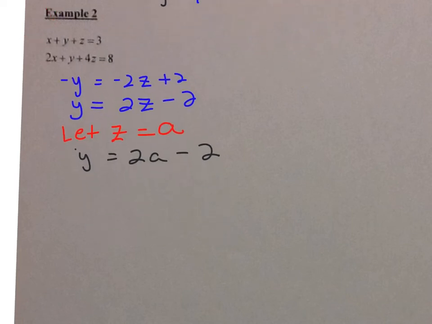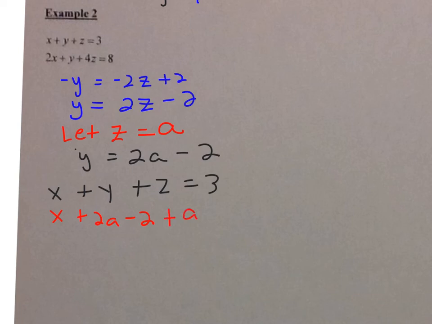So now I'm going to take my z and my a, and I'm going to plug it into x plus y plus z equals 3. So I have x plus y, which is 2a minus 2, plus z, which is a, equals 3. So x plus 3a equals 5 when I add 2 to both sides. Minus 3a, x is equal to negative 3a plus 5.